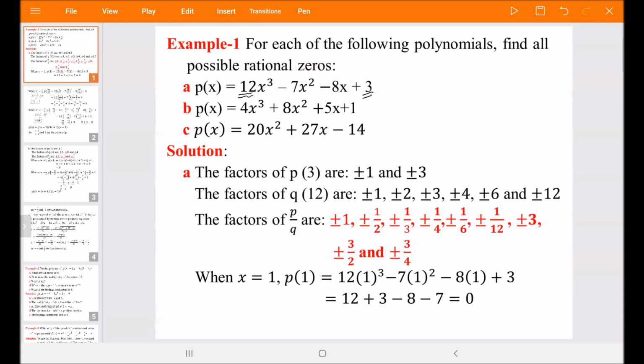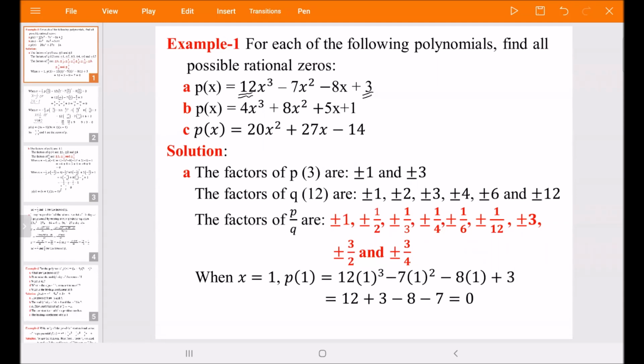Because all its coefficients are integers, list the factors of the constant term 14, list the factors of the leading coefficient 20, then list the factors of P over Q in its simplest form. Then from among those numbers, we substitute x by those numbers, and we take the numbers that make this polynomial equal to 0 as the rational zeros of this polynomial. But I think this one is easy if you treat this problem using the general quadratic formula. 20x squared plus 27x minus 14.